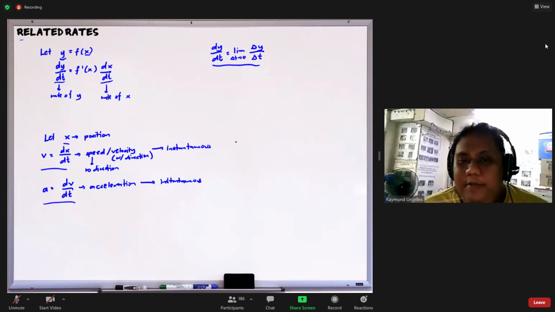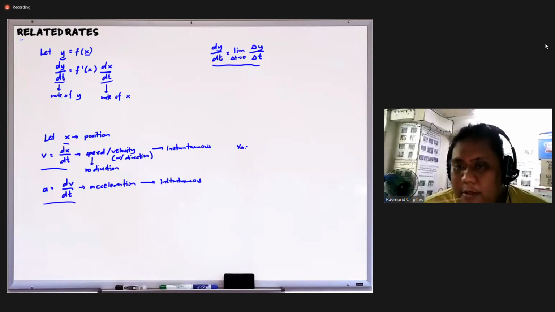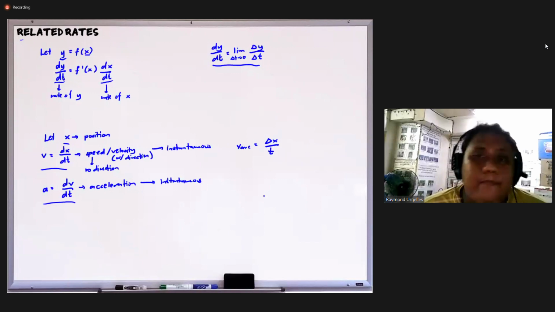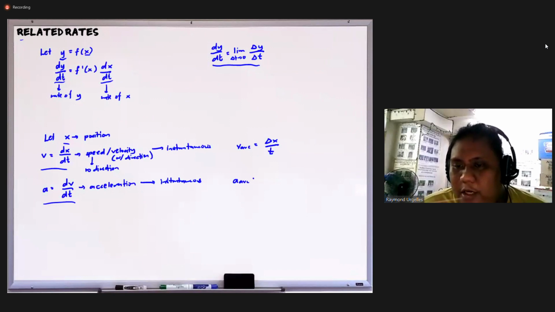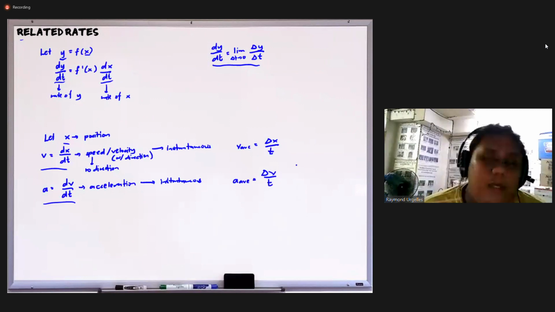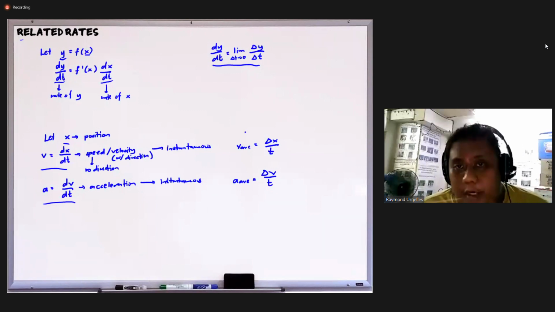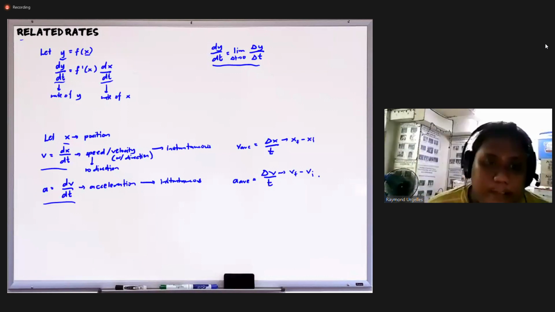Pag ang hinahanap is average, ang gagawin nyo lang dito ay delta x over time. So pag halimbawa average acceleration lang yung kailangan nyo, that's delta v over time. Okay? No need for derivative. So ano yung delta x? Final value minus initial value. So final value minus initial value. So yun yung difference.